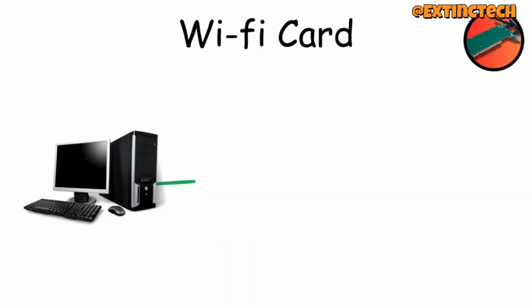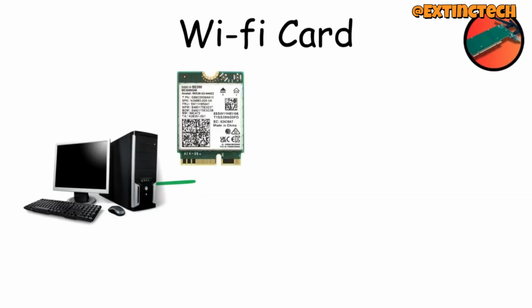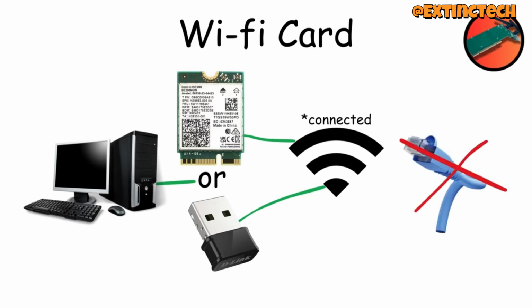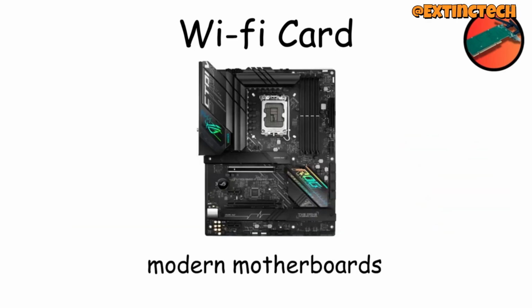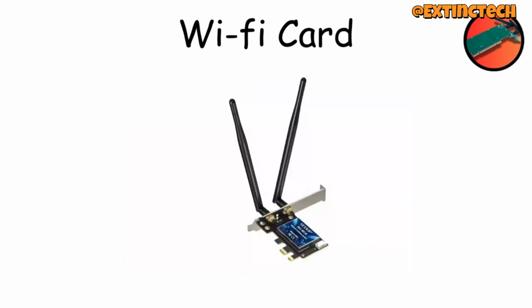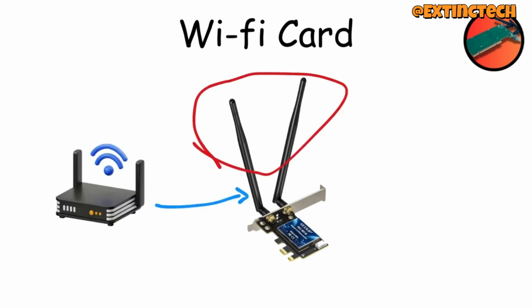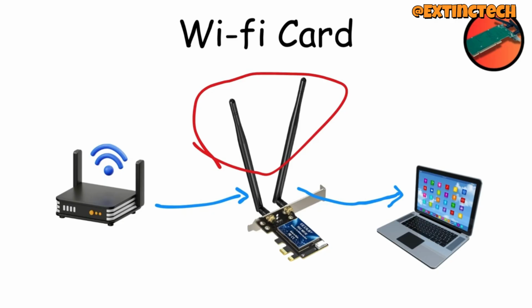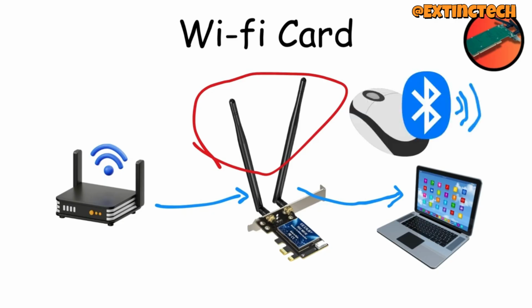Wi-Fi card. Most desktop PCs use a dedicated network card or USB Wi-Fi adapter to connect wirelessly without an Ethernet cable. While many modern motherboards include built-in wireless support, these add-on cards remain common for older or budget systems. These cards include antennas that receive signals from your router and convert them into usable data, while some also support Bluetooth, offering extra connectivity for wireless peripherals.